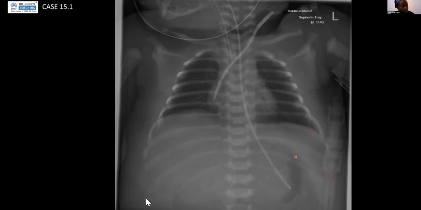So we're going to move on. I think it's still you, candidate 3. I'll do the questions at the end. So candidate 3, okay, do you want to have a look at this X-ray?